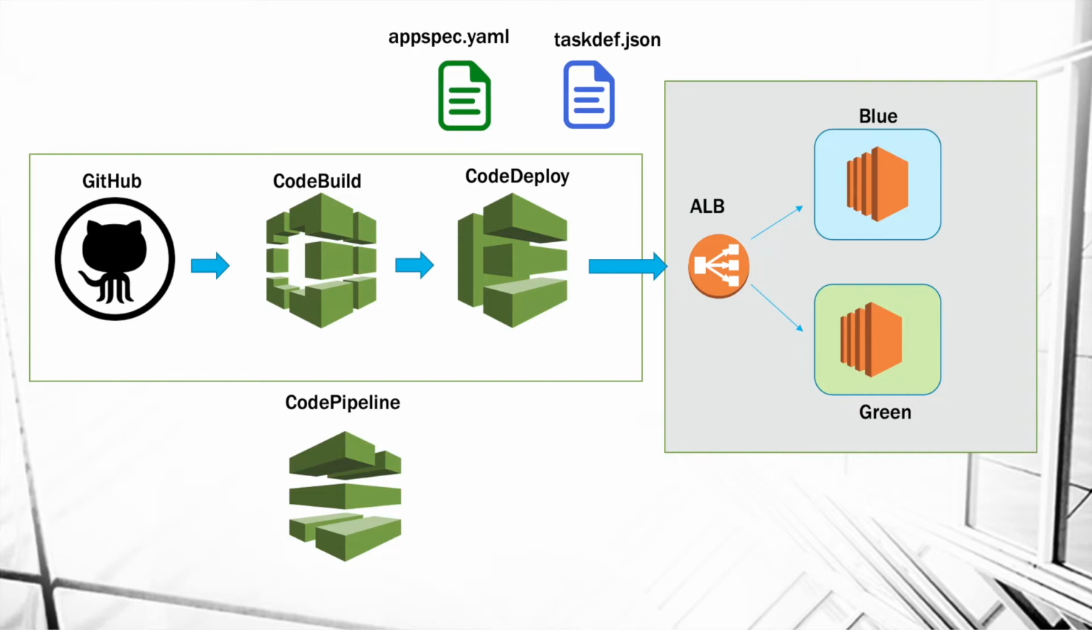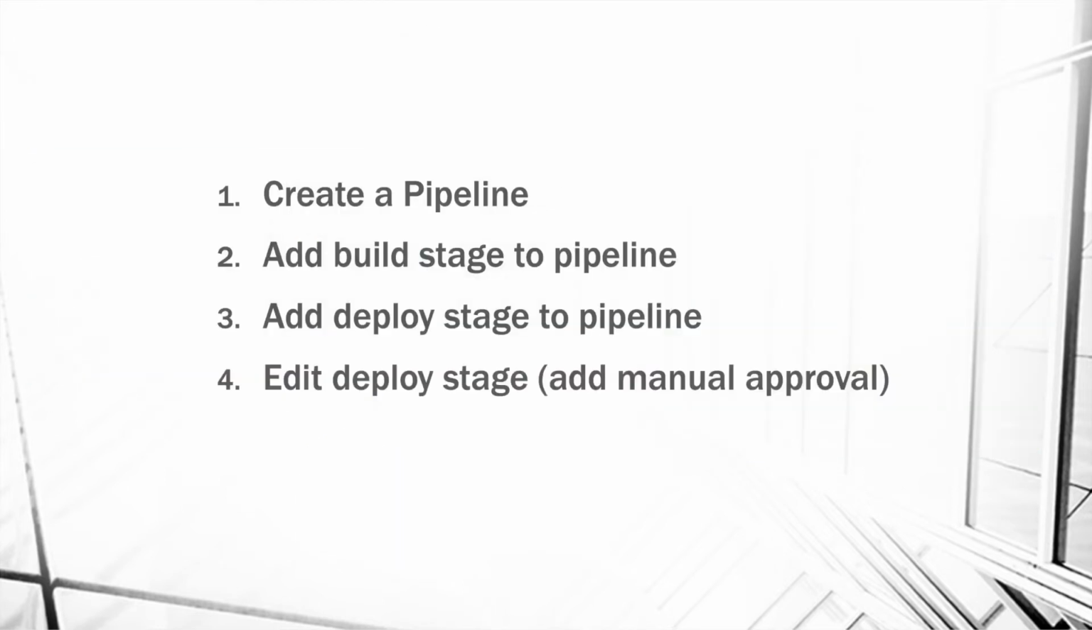I will show you how to create the code pipeline in the demo. In my demonstration, I will follow these steps. I will first create a pipeline. In the second step, I will add the build stage in the pipeline. And next, I will create the deploy stage for the pipeline. Whenever I modify the source code, it will trigger the pipeline. And in the last part of the demo, I will show you how to add a manual approval step before the deployment.